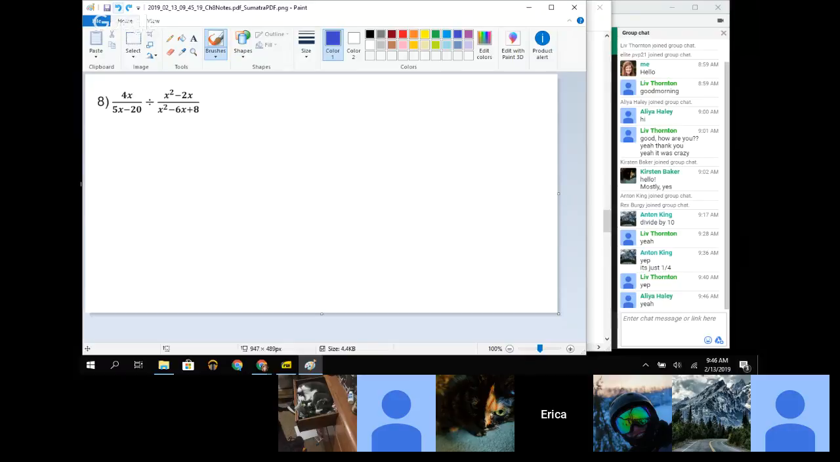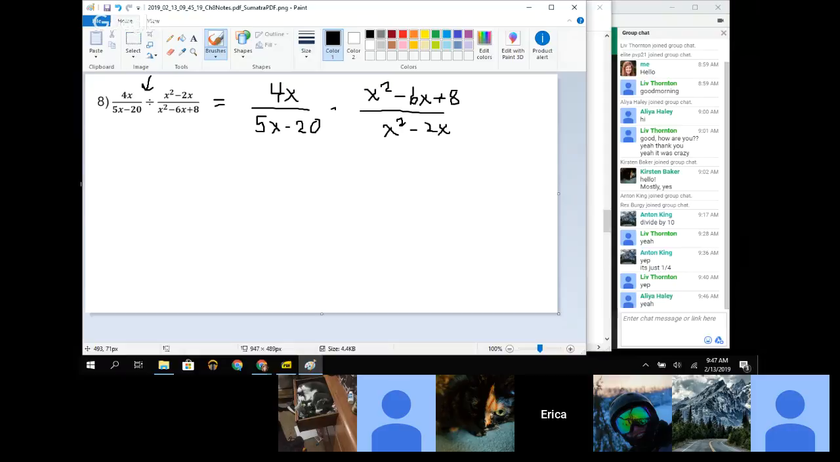So then what do you think you're going to do when you have a big, crazy polynomial like this and you're dividing? You're going to do the same thing, right? You're just going to rewrite this as multiplication. So you have 4x and you have 5x minus 20. And instead of dividing, we're going to make it multiplication, and we're going to flip the numerator and denominator. So x squared minus 6x plus 8 goes on the top, and x squared minus 2x goes on the bottom. And now we're multiplying.